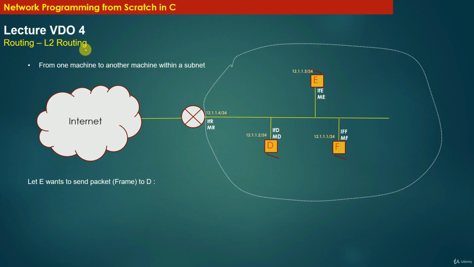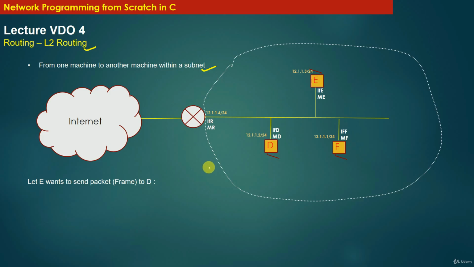Now, let us discuss L2 routing at a very high level. L2 routing happens whenever one machine wants to send or communicate with another machine which belongs to the same subnet. That is, whenever the communicating machines are present in the same subnet, then the data transmission from one machine to another machine happens using L2 routing only.